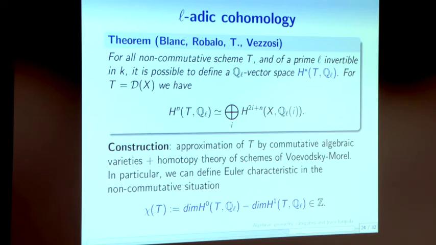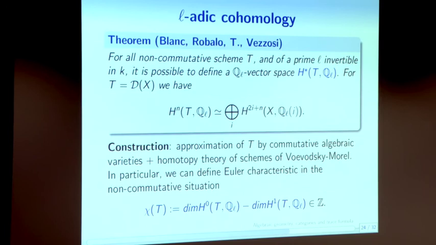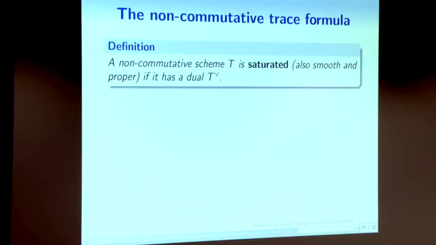Now there is a comment here about how this thing is constructed. I should have put this in gray because I think it's not relevant for the talk. It's an approximation by commutative schemes. But let's forget about this for the moment. It's not very important for the sequel. So there is a construction of L-adic cohomology. This is something recent. Now we're going to talk about the trace and the trace formula.